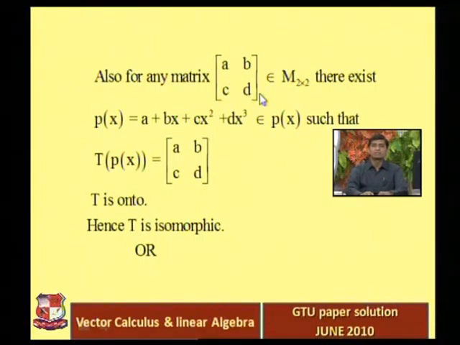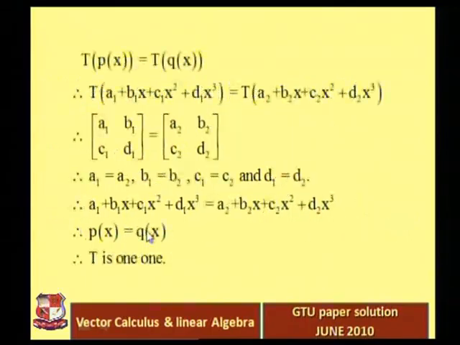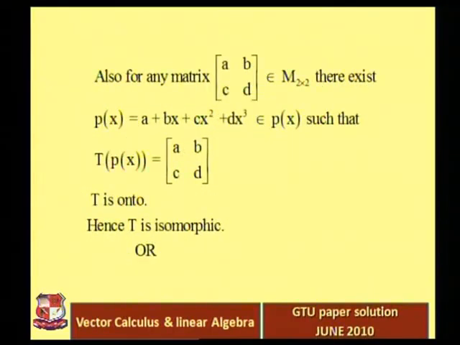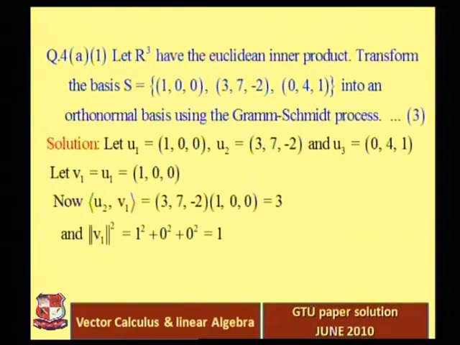This is quite obvious. For any 2 cross 2 matrix A B C D, there exists a third degree polynomial A plus Bx plus Cx square plus Dx cube belonging to P3(x) such that T of p(x) is equal to this matrix A B C D. So clearly T is onto. Now we have proved oneness and ontoness, so we can say that T is an isomorphism, right? So this question is complete now, and this question was asked for 3 marks in this question paper. This is question number 4 or question number 4a.